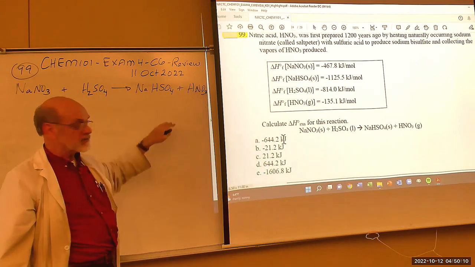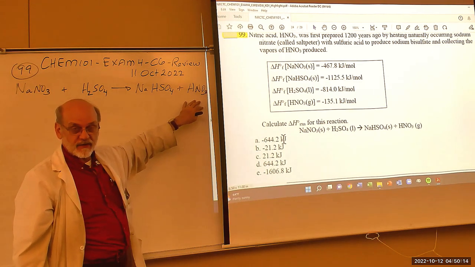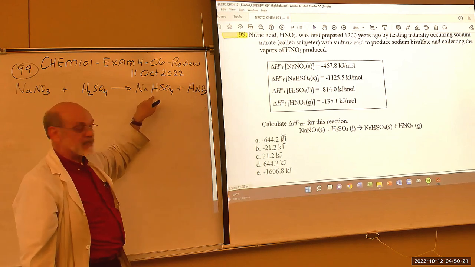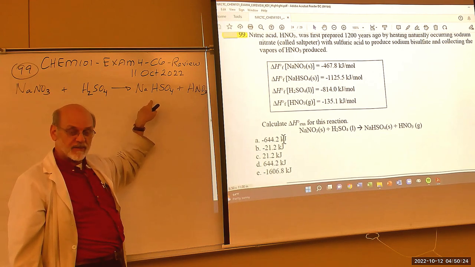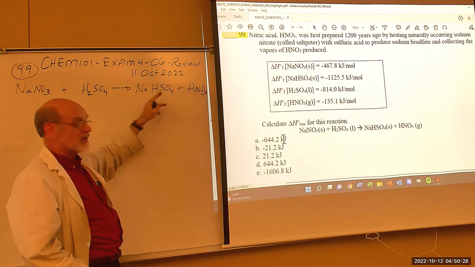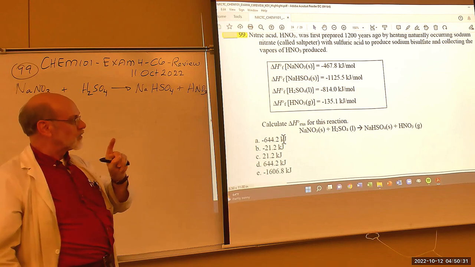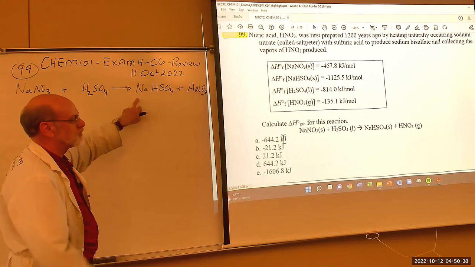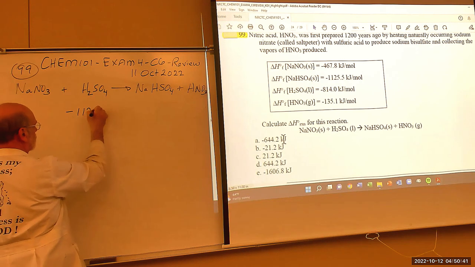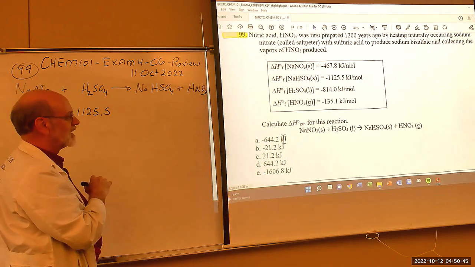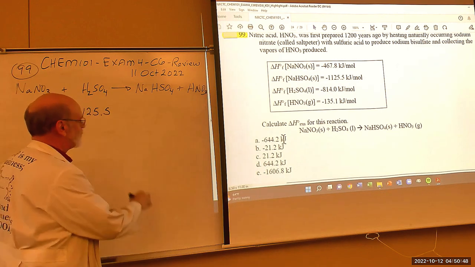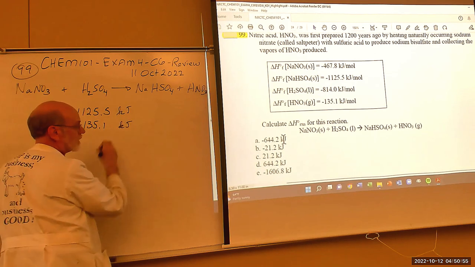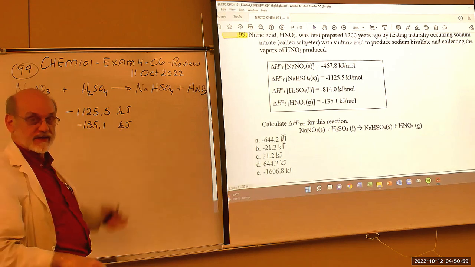We take the heats of formation of each of the products, add them together, and subtract the heats of formation of the reactants. And each time we input a heat of formation, we have to use the multiplier of the coefficient. Each one of these is a coefficient of one. So we just take the numbers straight off the chart. Sodium bisulfate, -1125.5. Nitric acid, -135.1. And these are kilojoules per mole. But we've got one mole of each, so that's it.